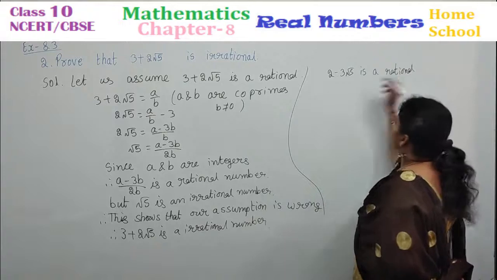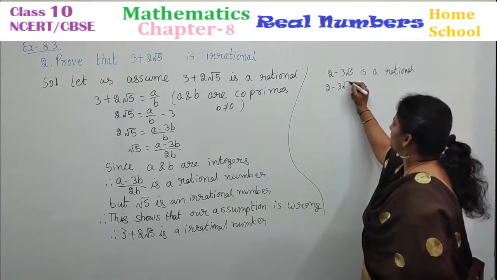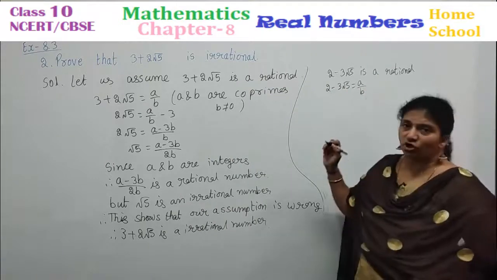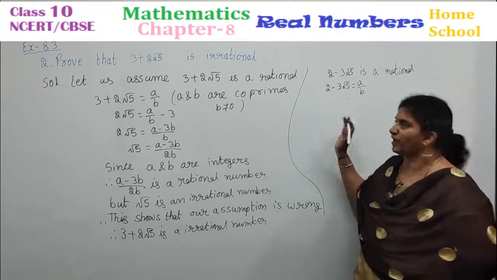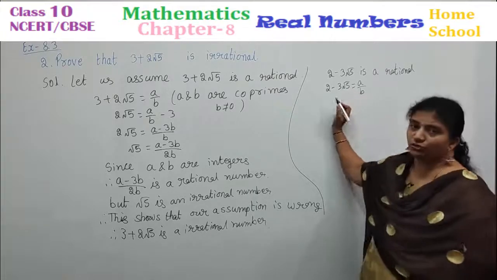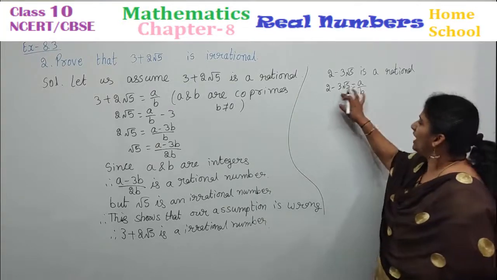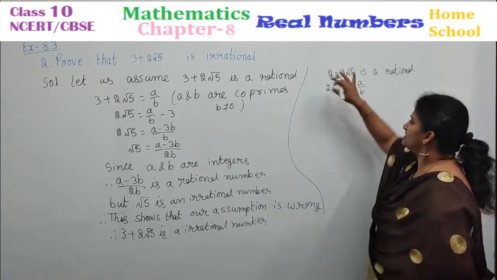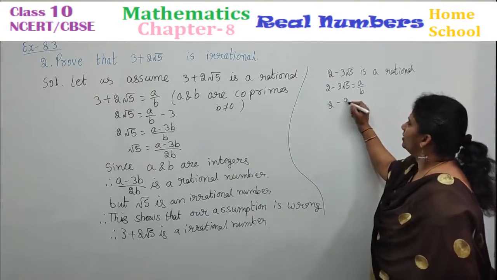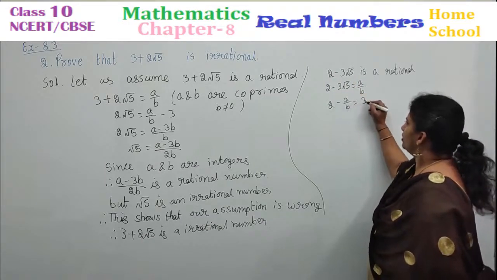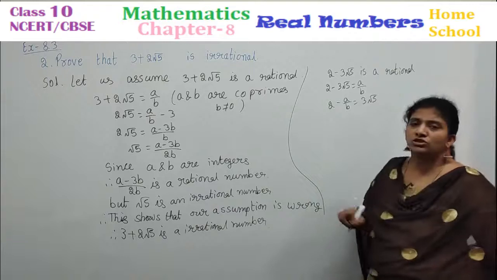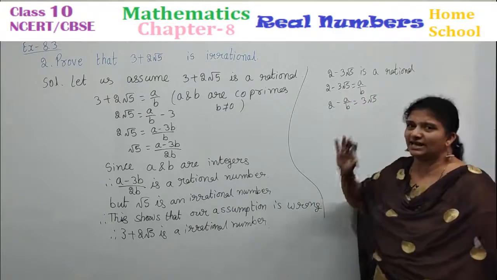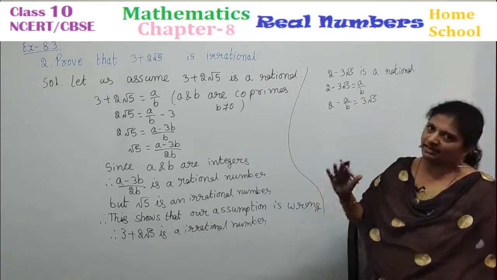If it is a rational, we must equate it with a by b or p by q, and a, b are co-primes where b is not equal to 0. Same statements you write. Now in this conversion you make mistakes, children. When you have a negative here, better you send this to that side. So look here carefully: 2 minus a by b is equal to 3 root 5. Most of the people will write minus 3 root 5 is equal to a by b minus 2, leave the minus as it is, and make mistakes in the exam.